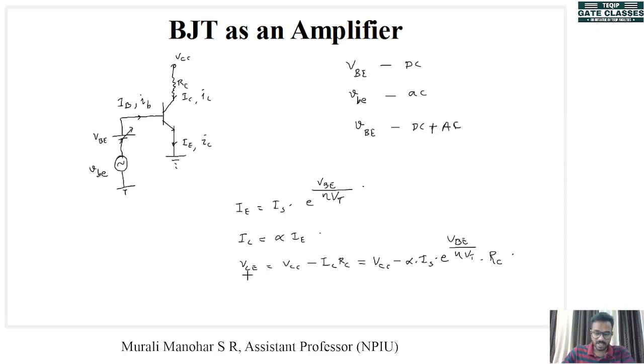Okay, so we can see that VCE and VBE have a relationship, and if VBE is 0, this term becomes a very small value, because e to the power 0 becomes 1. Alpha is a small value, IS is a small value, and if RC is also small, then VCE will be equal to VCC. We can explain this in other terms also. So let's see this.